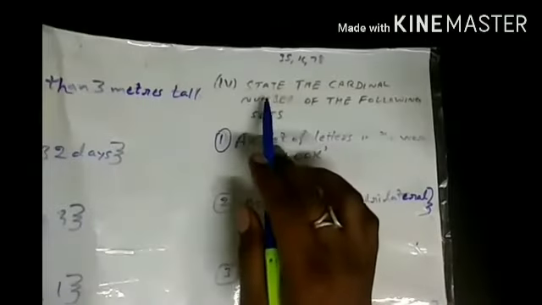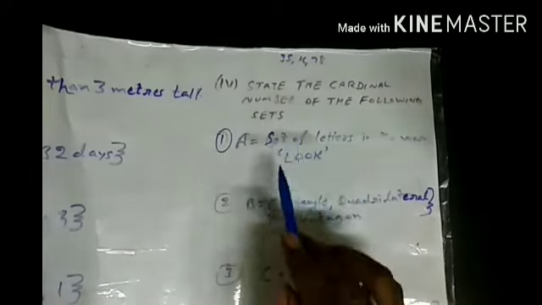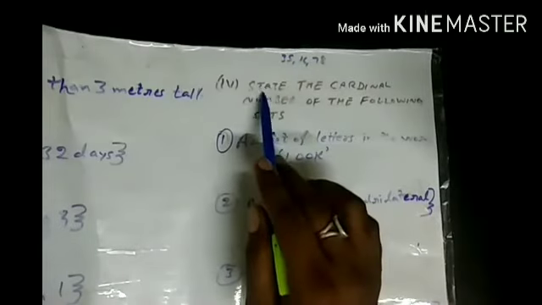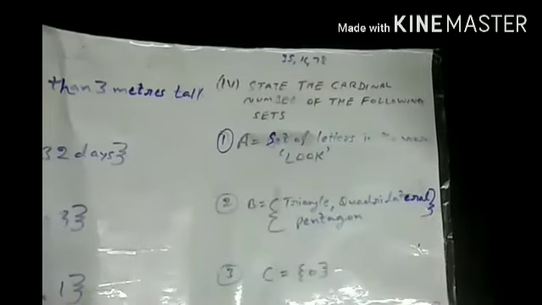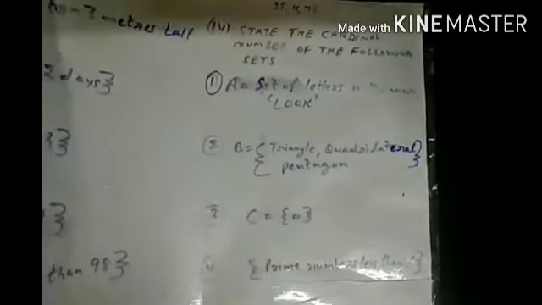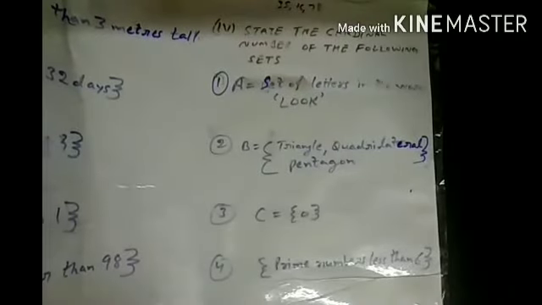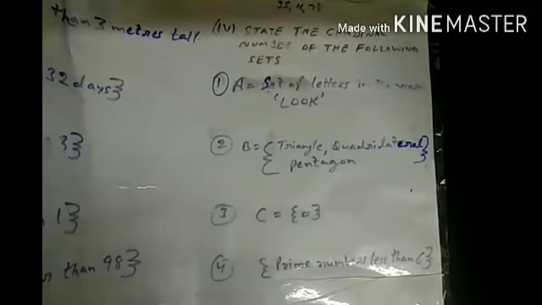Now we have to solve this question. The heading is: state the cardinal number of the following set. Cardinal number means how many members are present in the set.